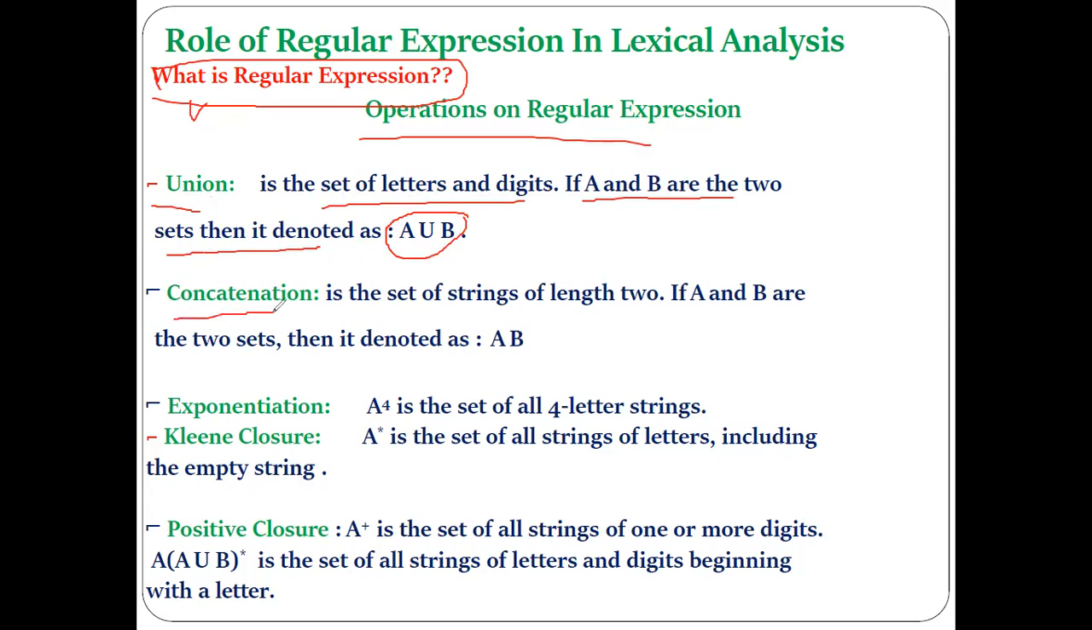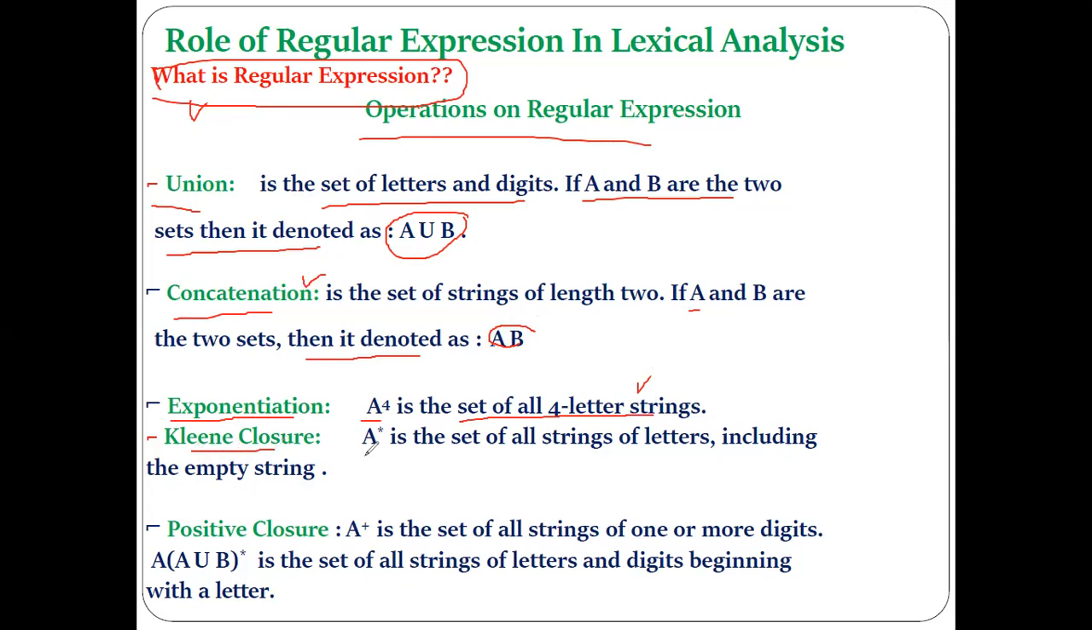Another operation performed in regular expressions is what? Concatenation. Okay. So concatenation can be represented like this. If there is a set of strings of length 2 or more, and if there are two sets A and B, then it can be represented as part of the concatenation operation like this: AB. Okay. Then there is the exponential operation. For example, here I have written A raised to 4. So which indicates what? A is the set of all 4-letter strings, which indicates that A is a string which is a set of 4 letters.